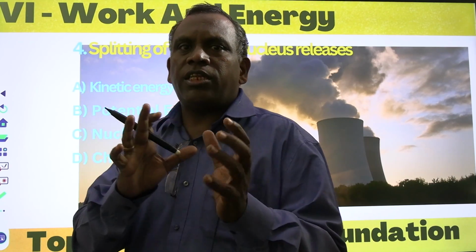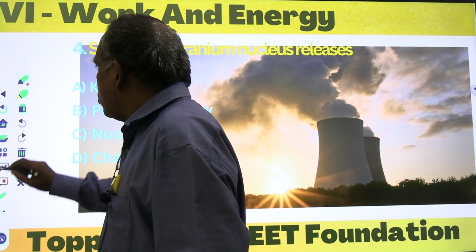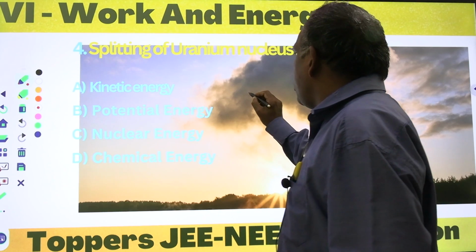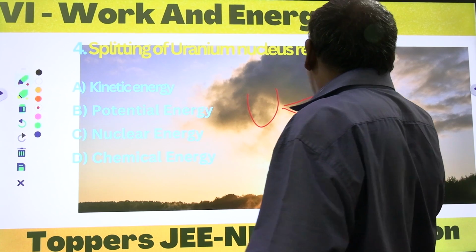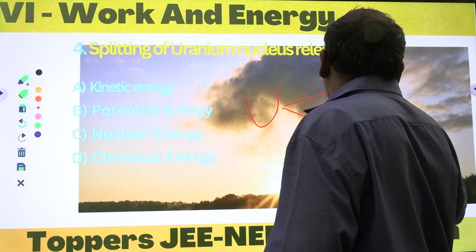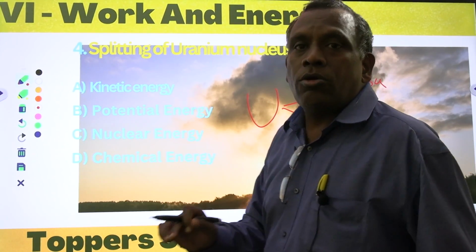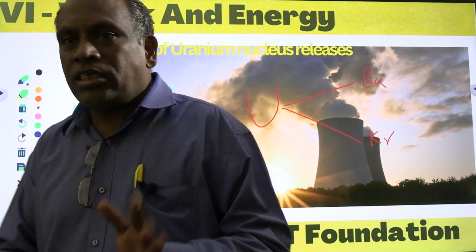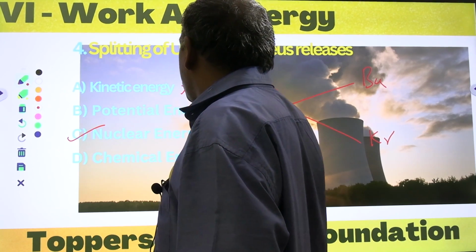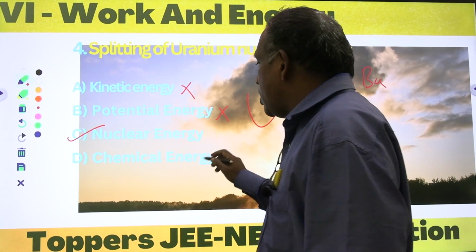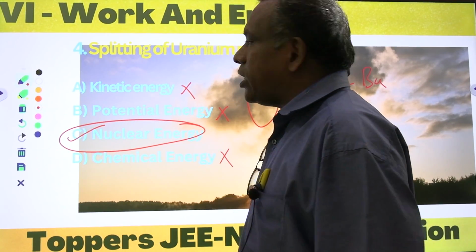When a neutron bombards the uranium, one uranium atom is split into two different nuclei, barium and krypton. In this process an enormous amount of energy is released, which is nuclear energy. So kinetic energy is a wrong answer, potential energy is a wrong answer, and chemical energy is also a wrong answer. Nuclear energy is the correct answer.